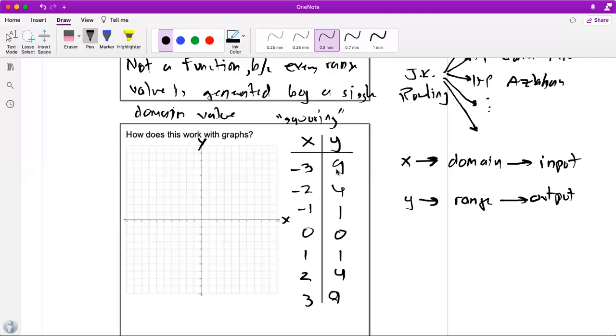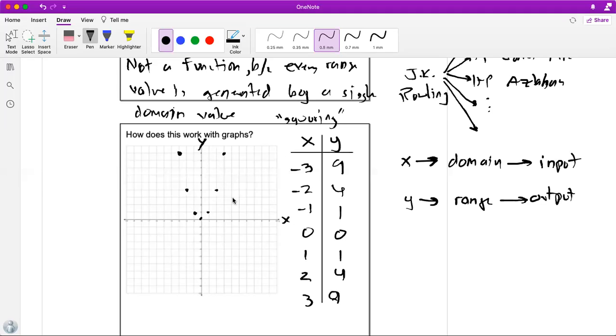You probably know how to graph that, but just to confirm, negative 3 on the x means I go 3 to the left, and positive 9 on the y means I go up 9. Negative 2 on the x means left 2 and positive 4. Negative 1 to the left, up 1, 0, 0, 1, 1, 2, 4, and 3, 9.